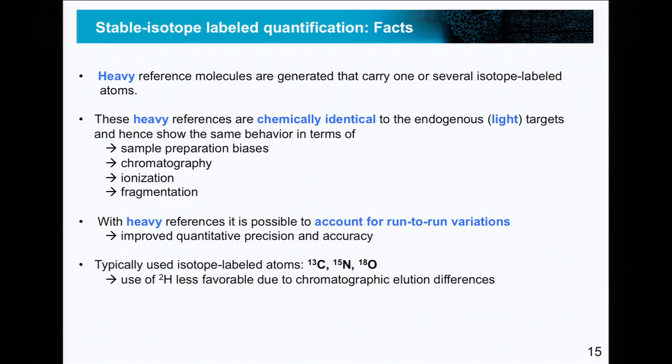The typically used isotope-labeled atoms are 13C, 15N, and 18O. Deuterium is also used, but it's a bit less favorable because it can induce chromatographic elution time differences. And this is why people prefer to work with molecules that also have exactly the same chromatographic elution.